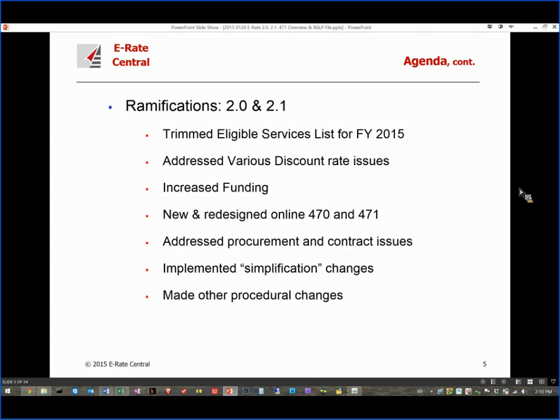They addressed various discount rate issues that both FCC and USAC have been struggling with. It increased the funding. It's a brand new and redesigned online 470 and 471, and that may be very difficult for people that don't have assistance in this process. It addressed procurement and contract issues, and there are some things about that that I'll highlight as we go through that I think could be gotchas. It obviously attempted to simplify, and there are various other procedural changes they made, really having to do with synchronizing things in USAC, the FCC, etc.